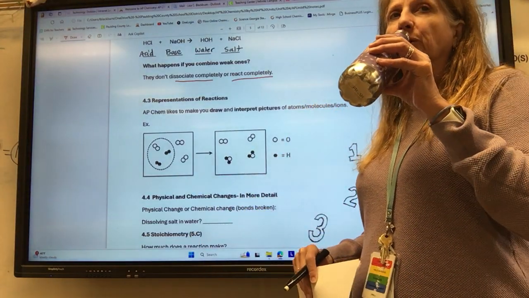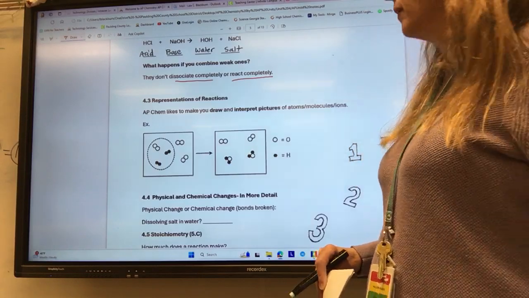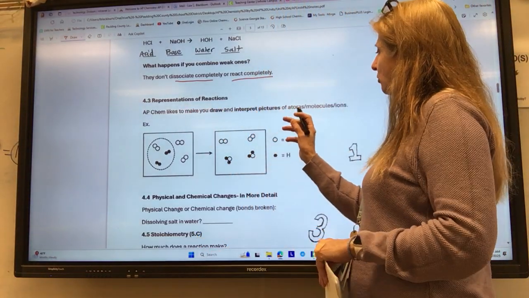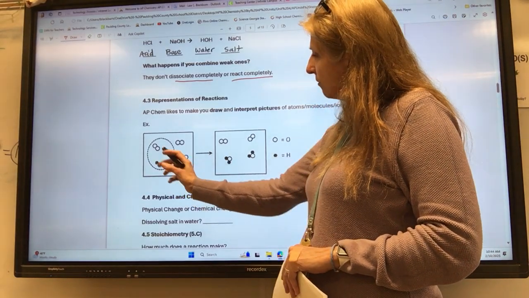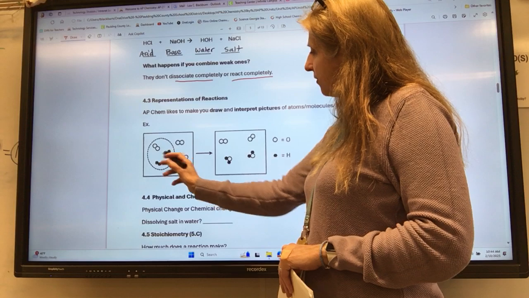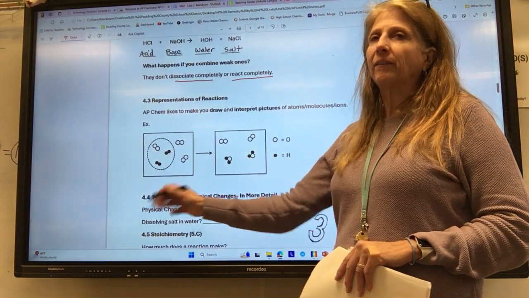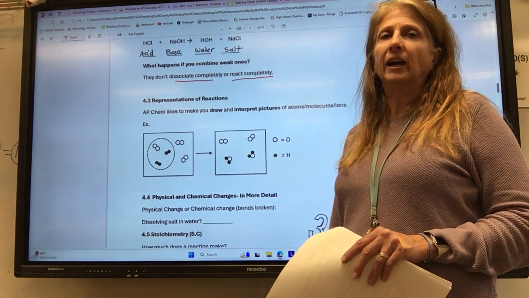Now, section 4.3. Look how fast we're going through this. This is something you already know. AP Chem likes to make you draw and interpret pictures of atoms and molecules. So here's an example. We have some oxygen and some hydrogen, and then we have something happen. What's happening in this picture? What are we making? What's made out of hydrogen and oxygen?